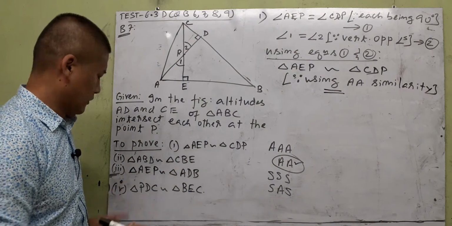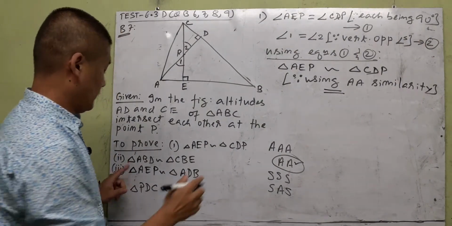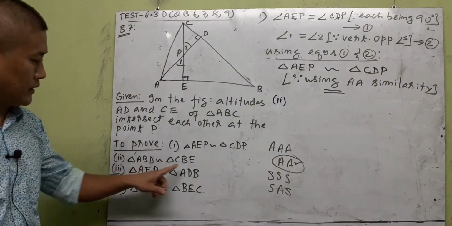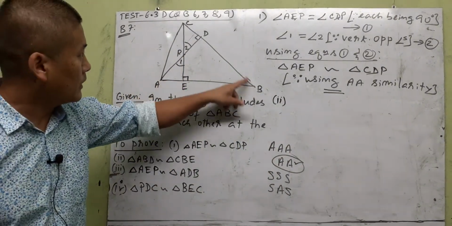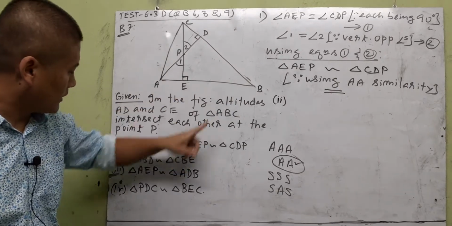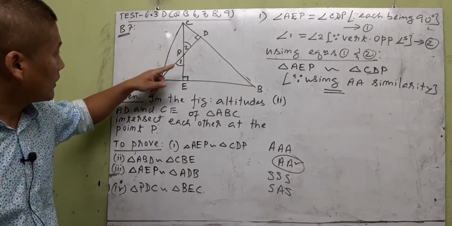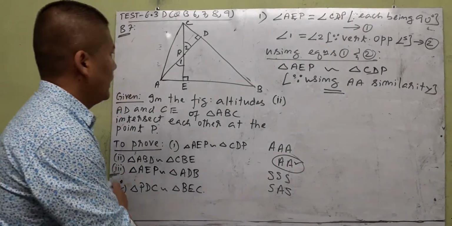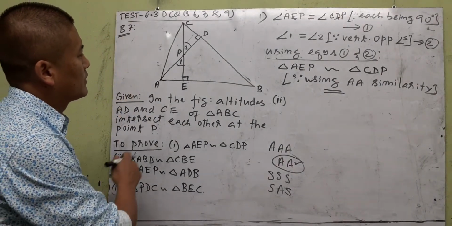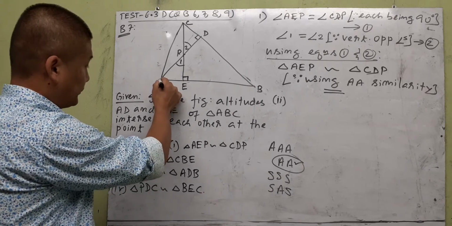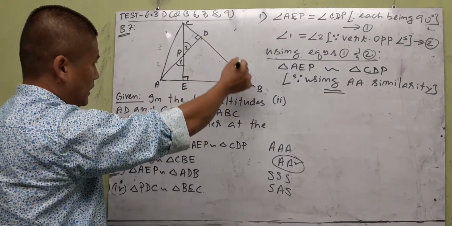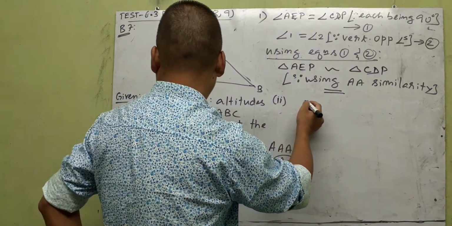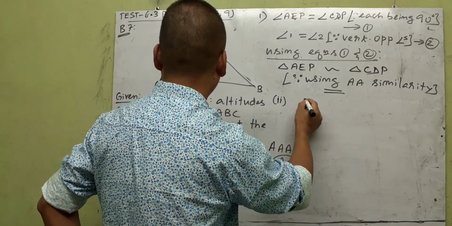Let's go to number 2 here, ABD and CBE. A, B, D, let us trace once, and C, B, E. Are they similar? We're going to check. So both of them seem to have A, B, D and C, B, E. So B is common. So maybe we can start with that one.